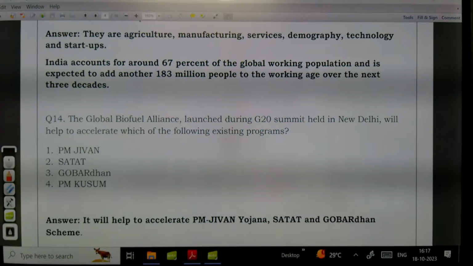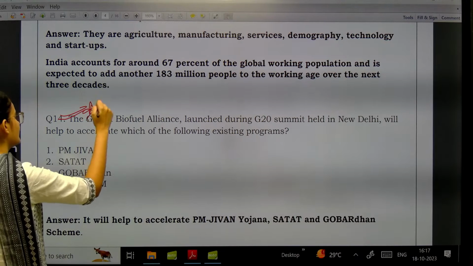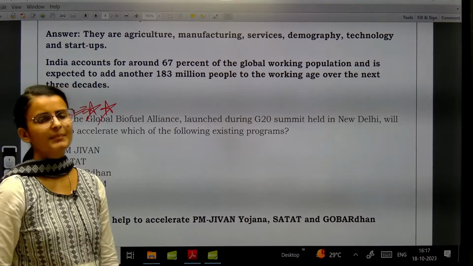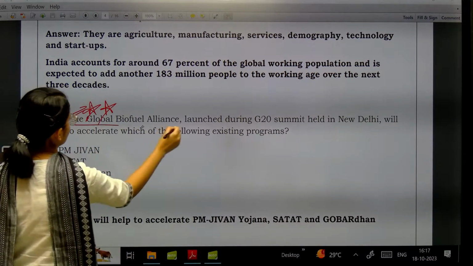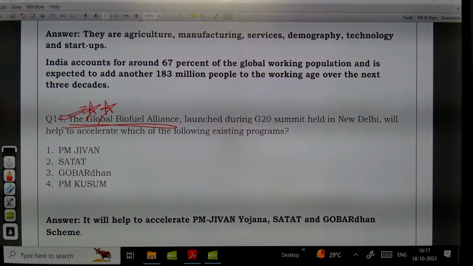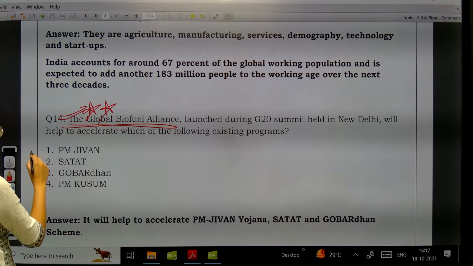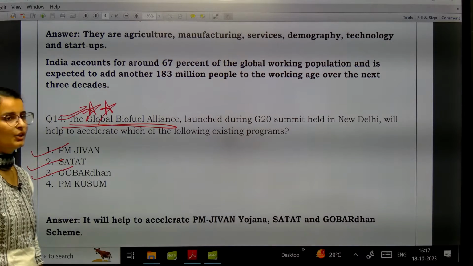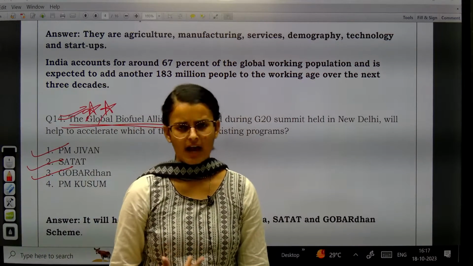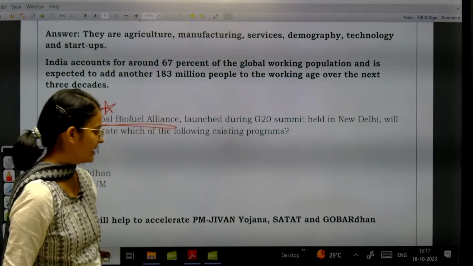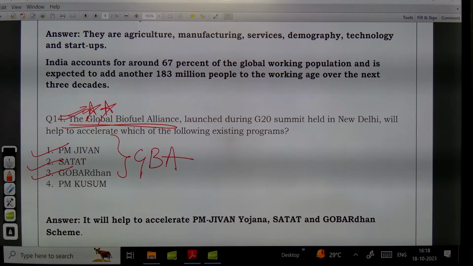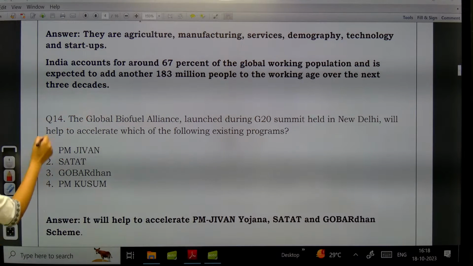The Global Biofuel Alliance, I have told you, one question is definitely asked from GBA because it was repeatedly in PIBs. I have told you this one is very important. Launched during G20 summit in New Delhi, will help to accelerate which of the following existing programs? It is PM Jeevan, Satat and Govardhan. All these three were related to green fuel, hydrogen mission and compressed biogas. That's why GBA will accelerate these existing three programs.